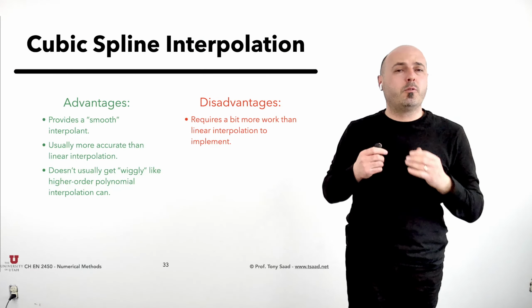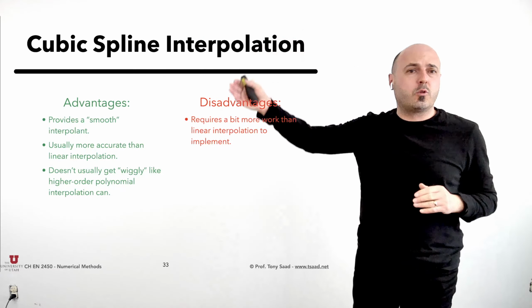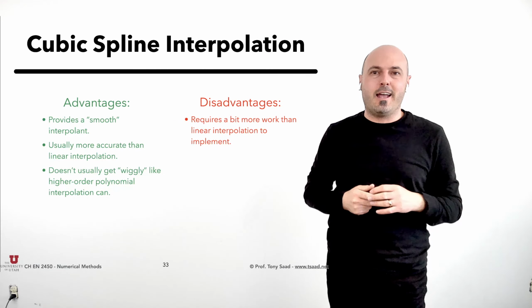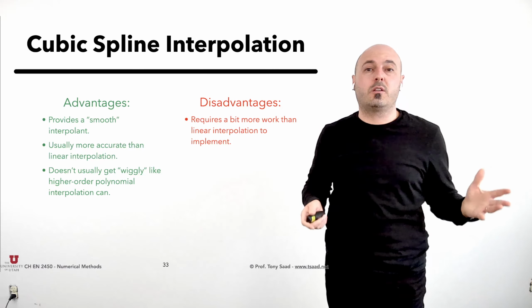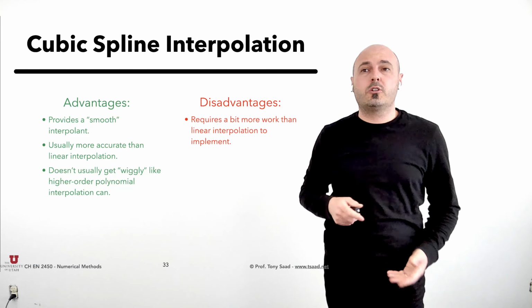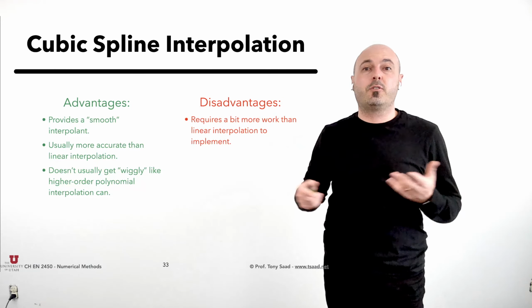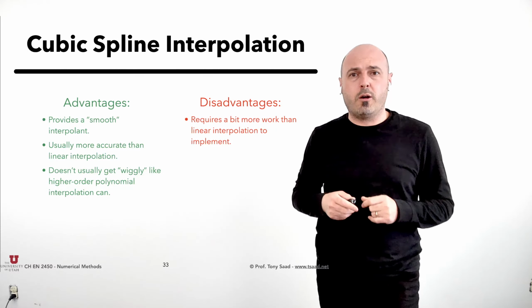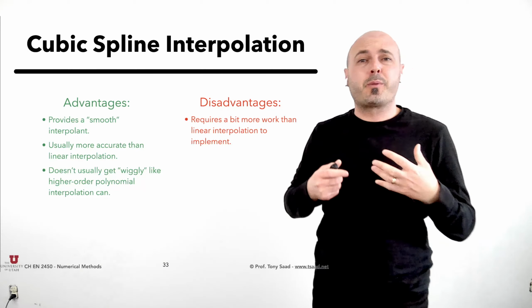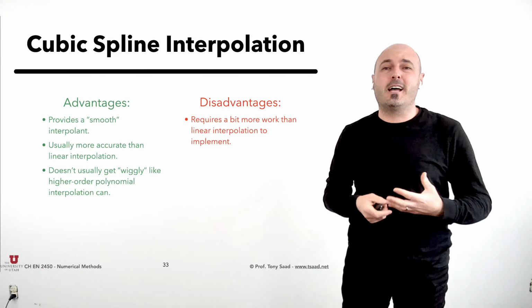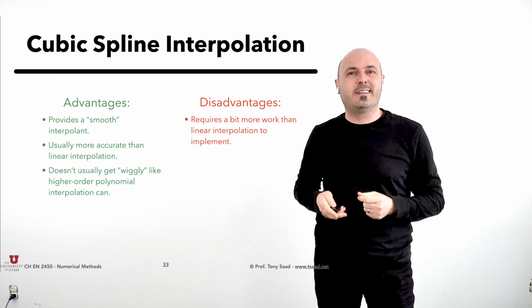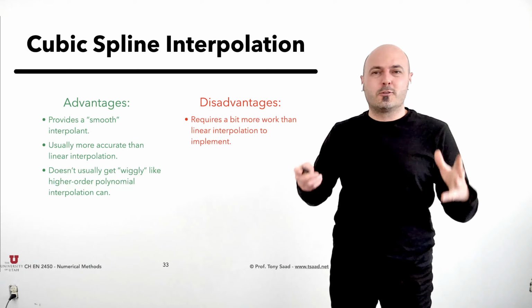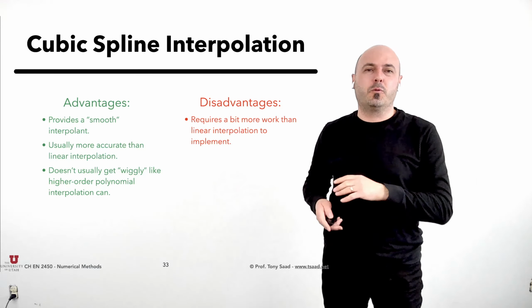The advantage is that it provides a really nice and smooth interpolant. It's more accurate than linear interpolation, and it looks better than polynomial interpolation, and doesn't get the oscillatory behavior that you get from very high order interpolants. It just requires a little bit more work to do, however. That's the primary disadvantage, but because we're not implementing it, we don't care. We just want to use the built-in spline interpolant. Splines are some of the best interpolants you could use to interpolate data and get nice and smooth results.